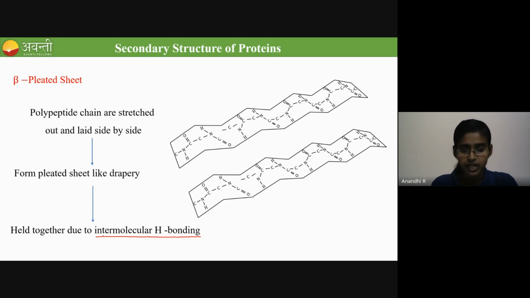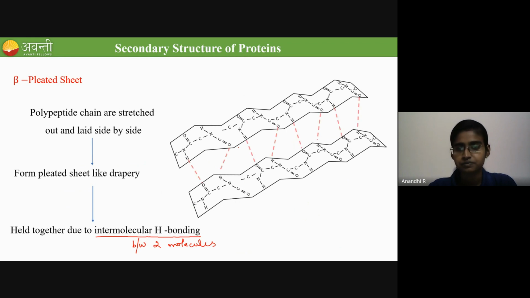What does it mean by intermolecular hydrogen bonding? We have two different types of hydrogen bonding, no? One is intra and the other one is inter. Intra means the hydrogen bonding within the same molecule. Intermolecular hydrogen bonding means the hydrogen bonding which exists between two molecules. Yes, Sandeep, good. The hydrogen bond which exists between two different molecules is called as what? Inter. So here you see the hydrogen bonding is between two sheets. That's why it is called intermolecular hydrogen bonding.